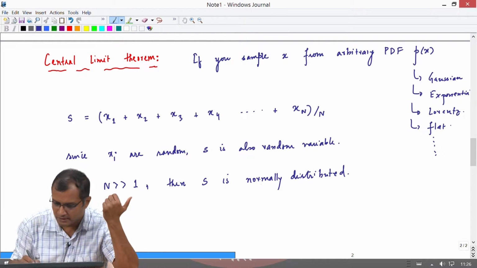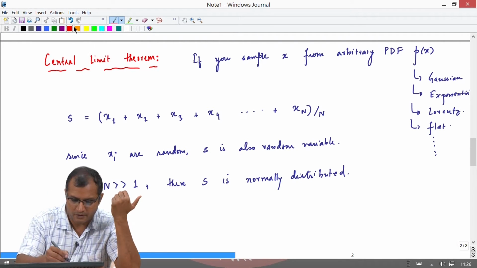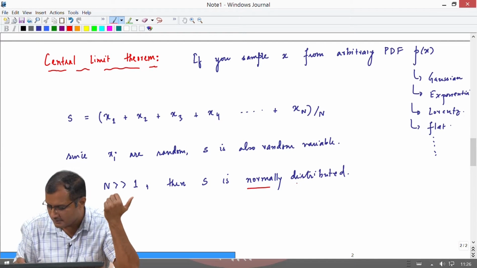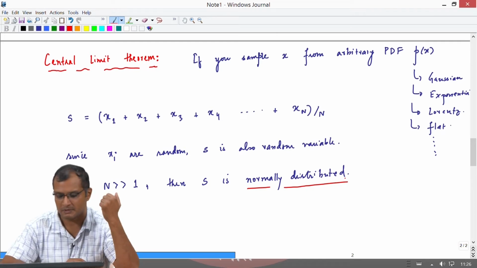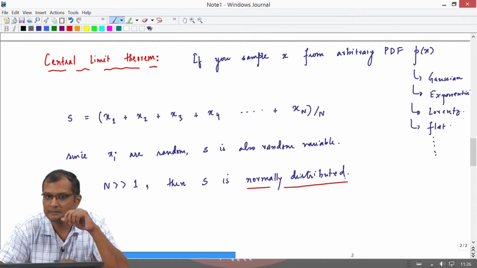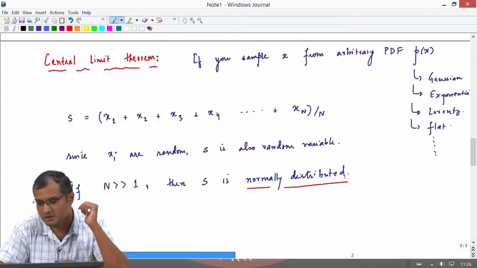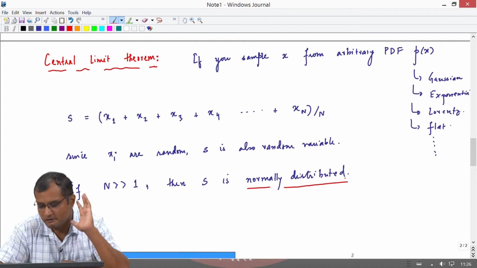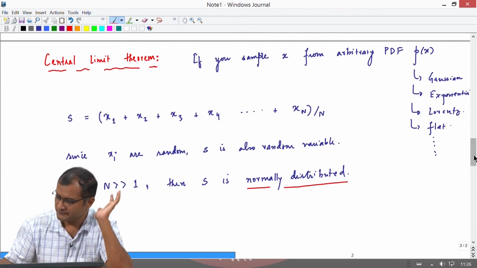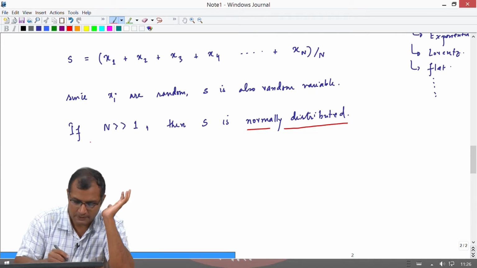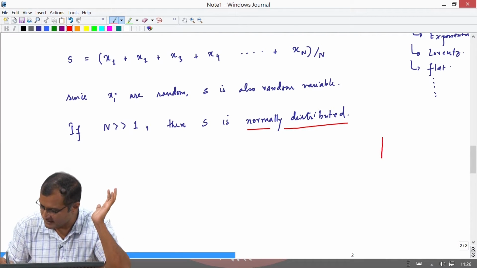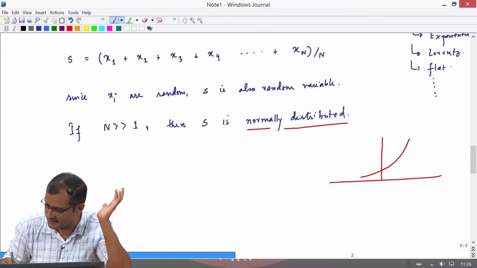So, I would like to rephrase, so restate this important theorem: if you take a large number of random variables from any distribution, it does not matter whether it is Gaussian or exponential or Lorentz or flat, you add them up, the sum, if you have taken a large number of such variables, will always be normally distributed, which means what? Which means the following, that if you compute the PDF of S, this will always be a Gaussian distribution.